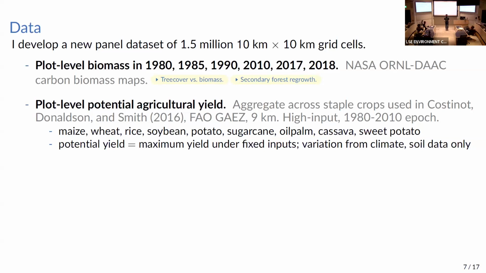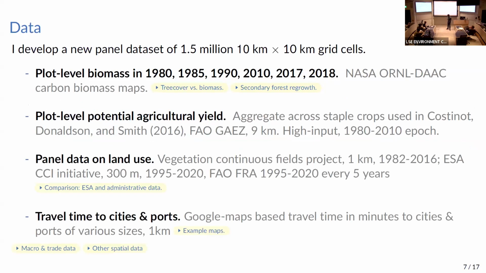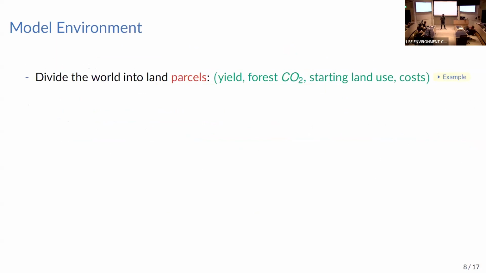How is this calculated? Well, agronomists went into a lab and grew each of these crops under various soil types, various types of humidity and rainfall levels, and determined how much corn I could grow in the Amazon based on just these characteristics alone. And so these are just biophysical characteristics of land. I have panel data on land use as well, which is going to give me information at this resolution dating back to 1980, and travel time to cities and ports, which is going to get me that cost heterogeneity I mentioned. So I'm going to tell you a little bit about the model.